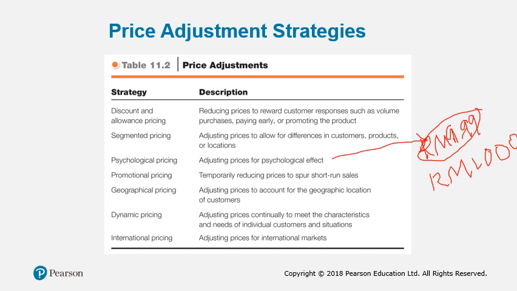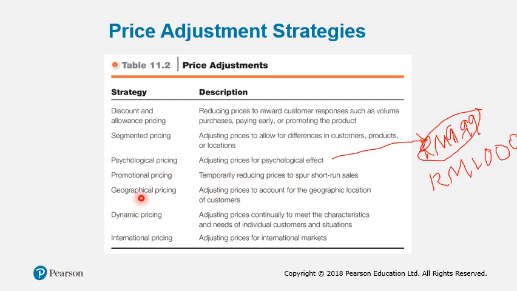Next one is the promotional pricing, which temporarily reduces prices to spur short run sales. There are many companies that do this kind of strategy. Basically it is similar to discount and allowance pricing, but discount and allowance pricing, perhaps they are fixed. Fixed meaning to say there is a time that they already put, and also the volume that they already set, but this promotional is only temporary.